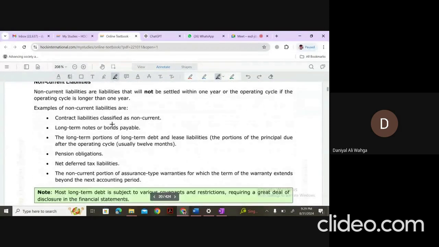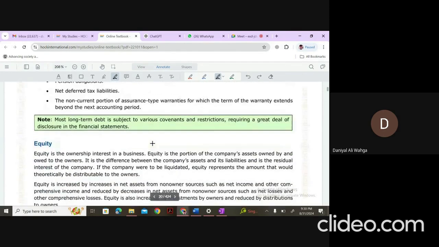Again, here are some examples of your non-current liabilities. We have already discussed these: long-term notes and bonds, as per IFRS 9. Contract liabilities classified as non-current. The long-term portion of long-term debt and lease liabilities, meaning IFRS 16 and IFRS 9. Pension obligations as per IAS 19. Net deferred tax liabilities as per IAS 12. And the non-current portion of assurance-type warranties, as per IAS 37.